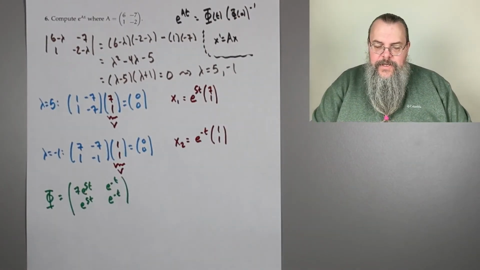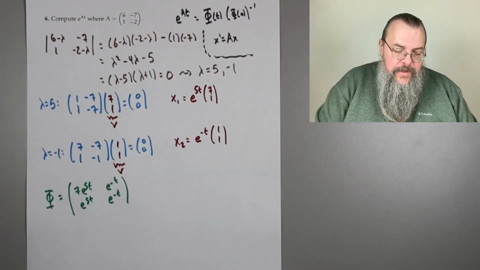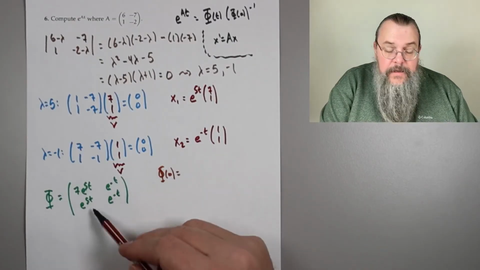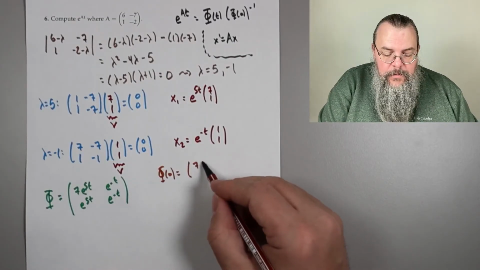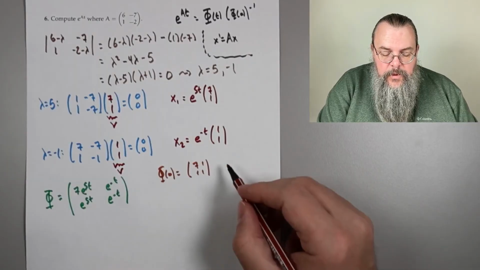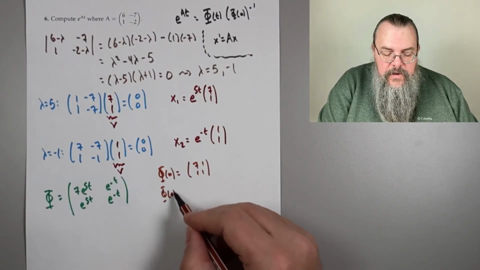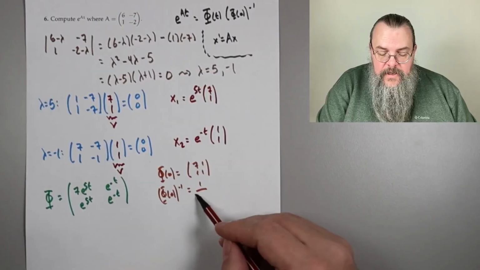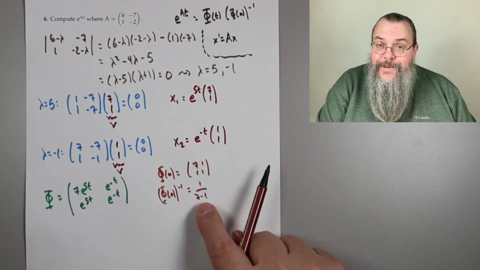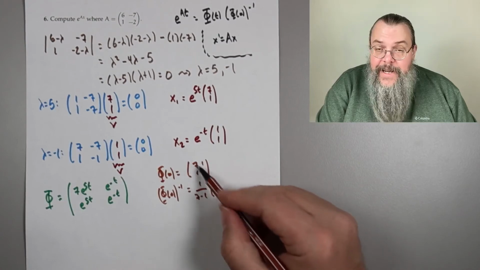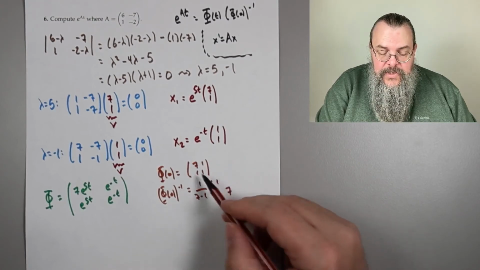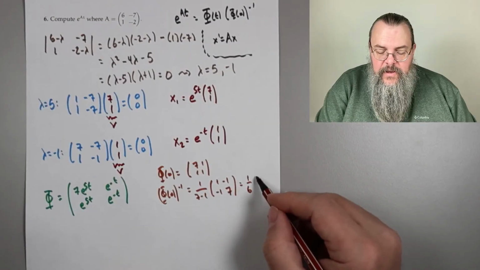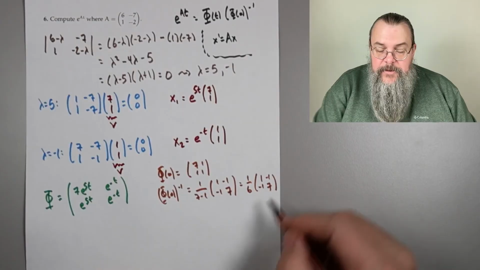Time for some work on the side. What is phi of 0? If you plug it in, e to the 0 is 1, so you get 7, 1, 1, 1. That's no problem. Phi 0 inverse is 1 over the determinant, which is 7 subtract 1. Don't forget this, you really need it. And then flip the diagonal entries and change the signs in the off diagonals. Or you can write this as 1 sixth times 1, minus 1, minus 1, 7.